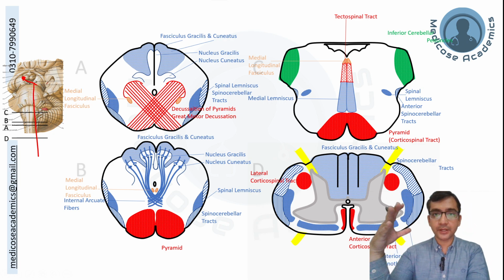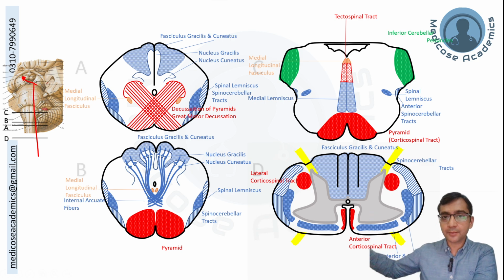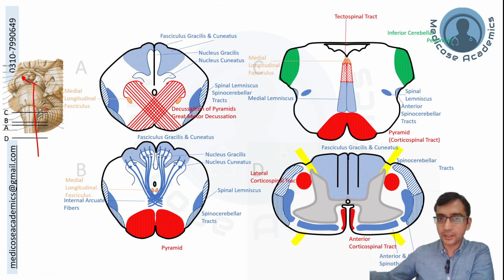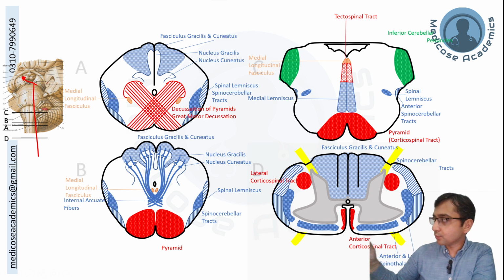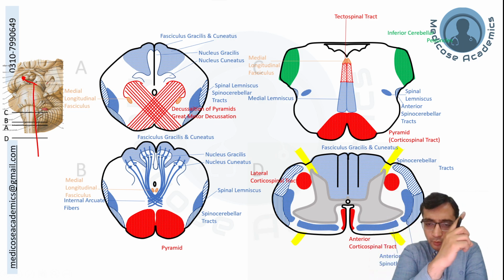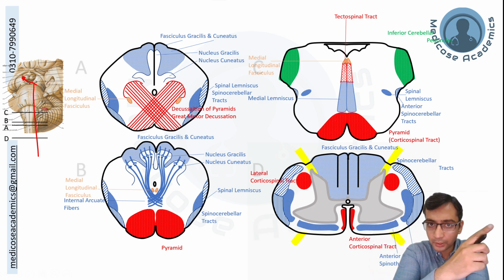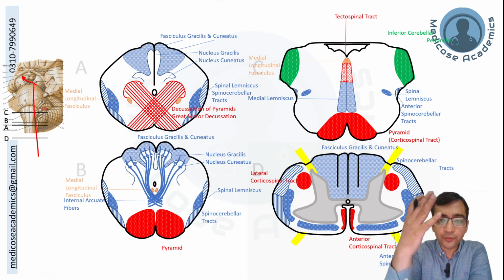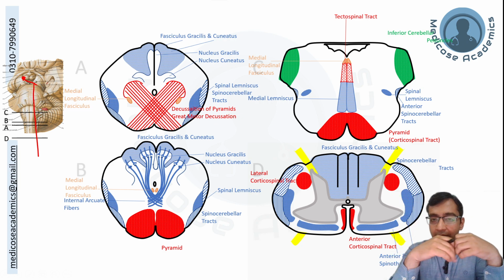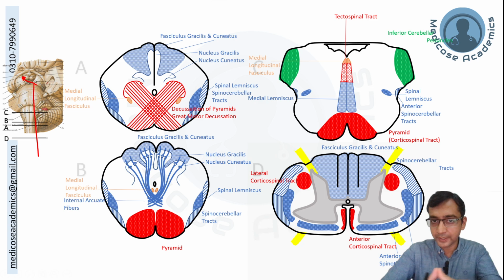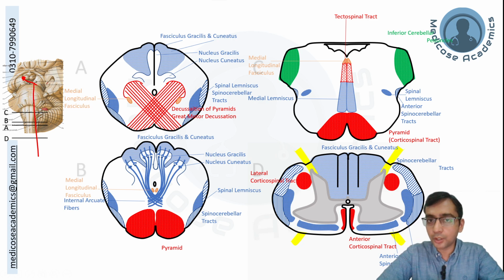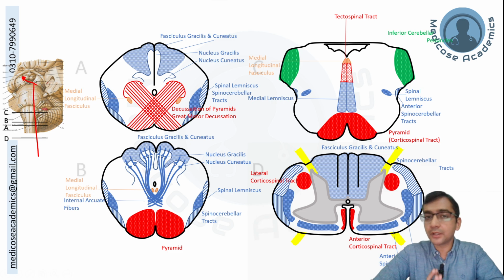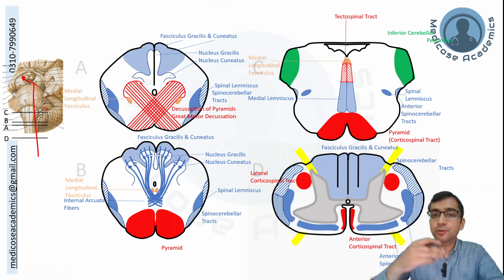For example, I am sitting right here. Suddenly, something flashes on my right hand side. I suddenly move my axial skeleton, move my head towards that side. So from superior colliculus, the signal has come down, and the visual stimulus has sent the signal through tectospinal tract to the spinal cord to respond to that.